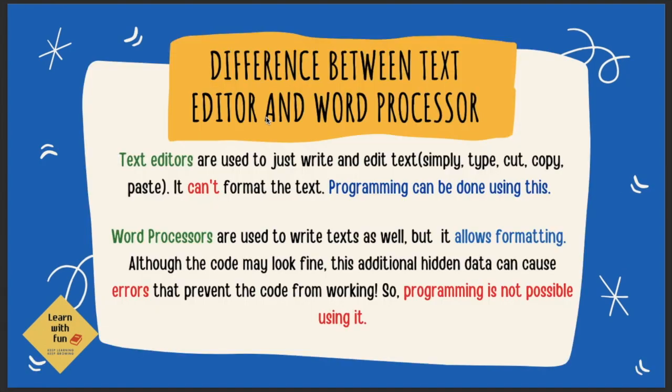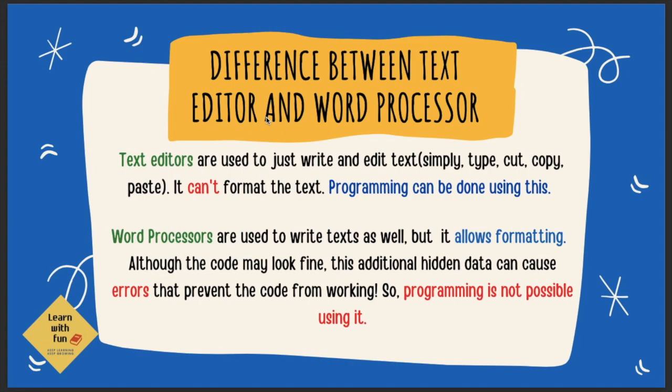So, text editors are used to just write and edit the text. You can even type, cut, copy, paste. But you cannot format the text. You cannot change the way it looks. For example, in MS Word, you must have seen that we could underline the text or bold the text, right? You can change the font size and everything, but you cannot do that in text editors. Of course, you can increase the size for better coding experience, but you cannot underline or bold the text. So, you can simply write and edit the text. And programming is only possible on text editors.